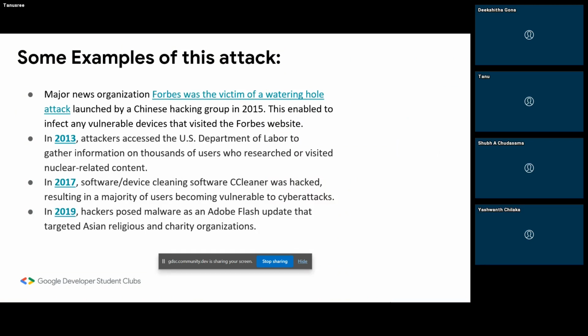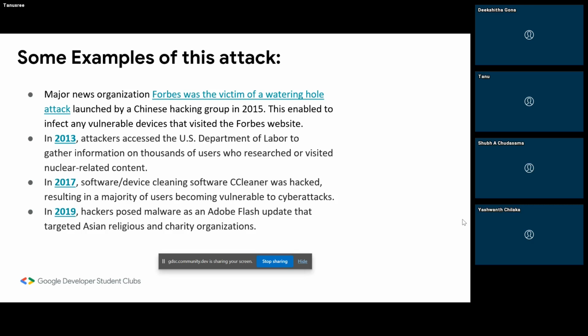For example, the Forbes magazine was attacked by a Chinese group of people in 2015. In this attack, the hacking group gave a link for the thought of the day, where the victims clicked on that link, and that led to vulnerabilities in their computers. This led to the data breach which happened due to the Forbes website.